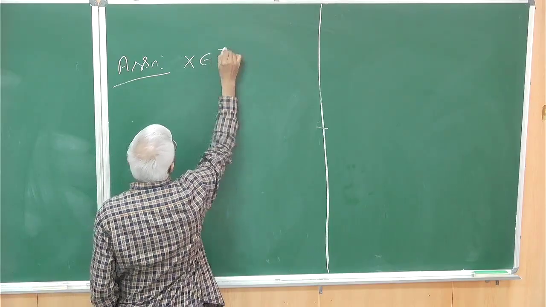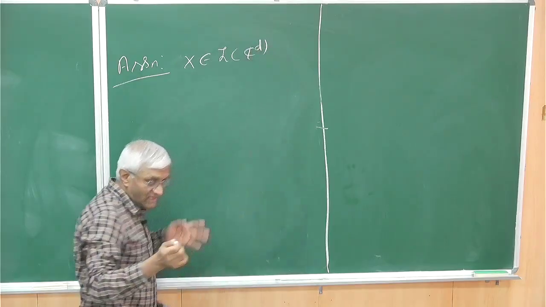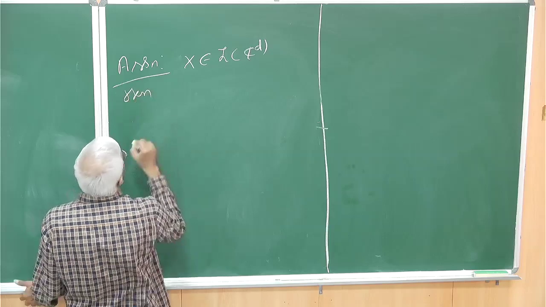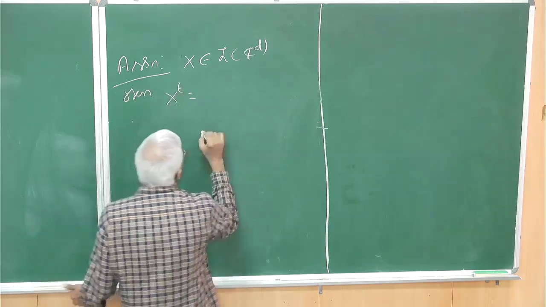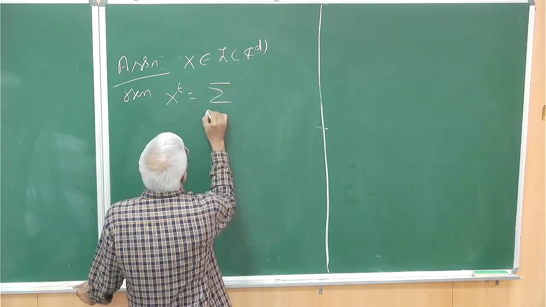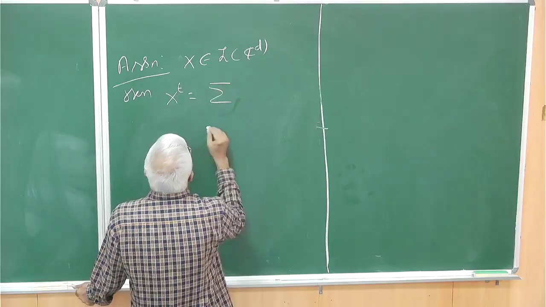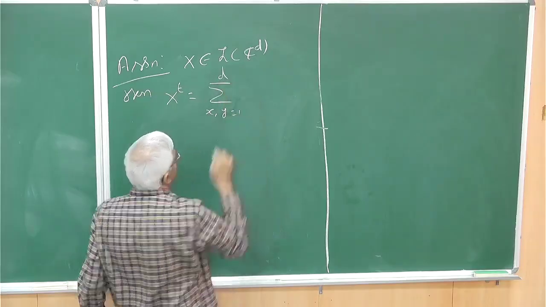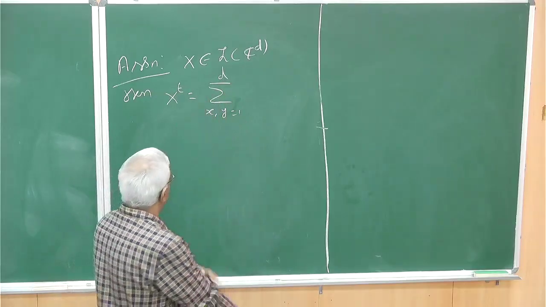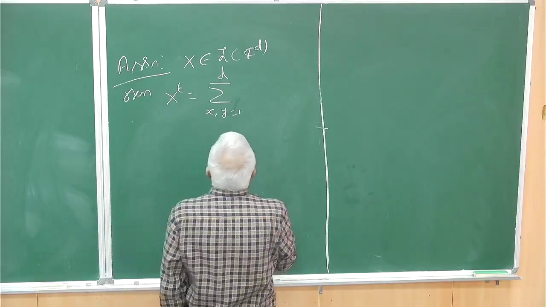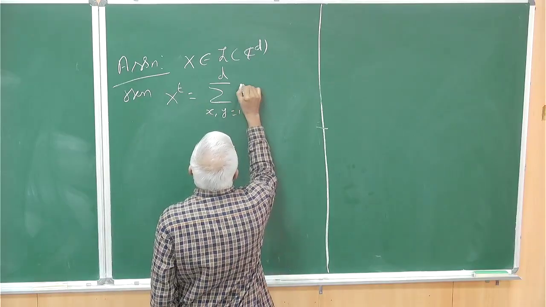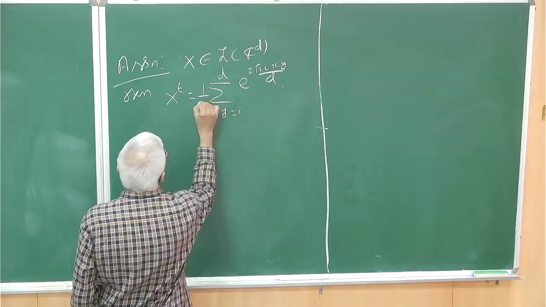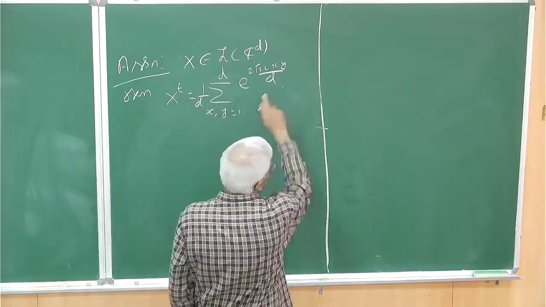If X is in L(C^D), just a D cross D matrix, then X transpose is equal to the summation over X, Y indexed by 1 to D, the orthonormal basis, the dimension, of e^(2 pi i XY/D). There is a 1 by D here, and this is just a number.